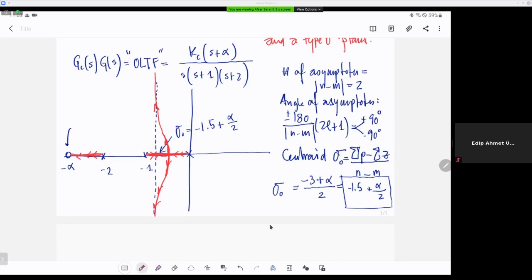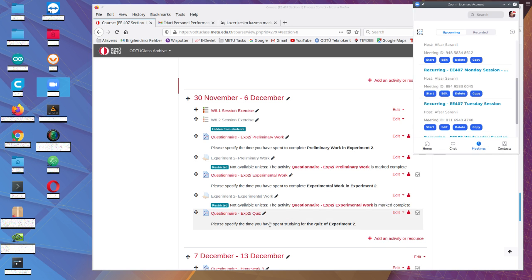Note: rho 0 can be adjusted by the selection of alpha.